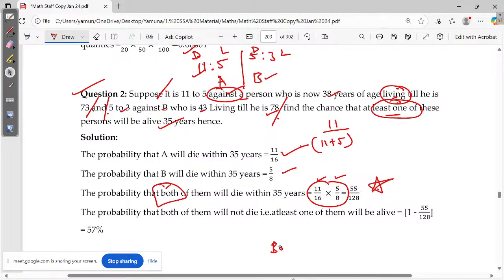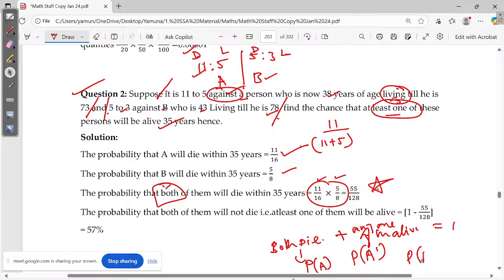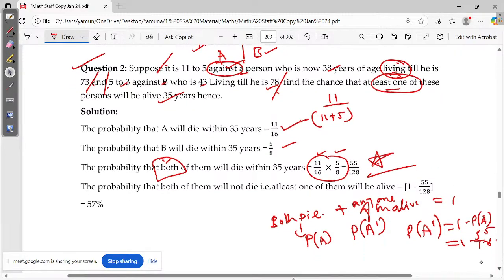So both die. If we take this as P of A, what will be P of A dash? Both will not die, which means one may be alive, so any one may be alive. Then the answer is the complement: any one of them will be alive. So this will be equal to P of A dash, which is 1 minus P of A, which is 1 minus 55 divided by 128. This is also asked.